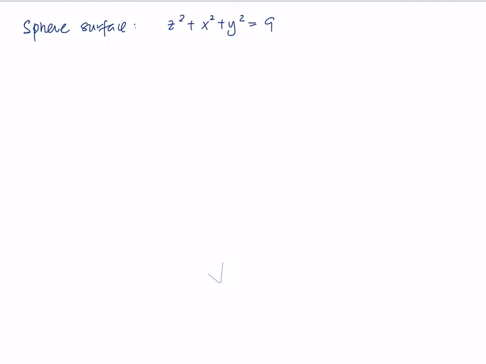For this one, you already did the three traces: when y equal to 0, when x equal to 0, and when z equal to 0, and you already obtained a sphere of radius 3. You already have the circle from the x, and from the y you also obtain 3, and from z you look at this part. So this is the sphere that you obtain.